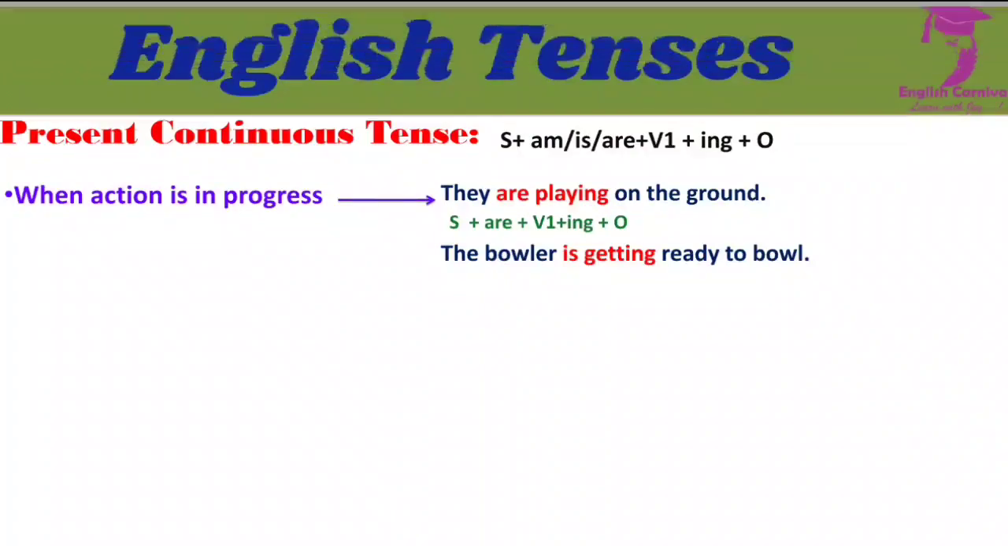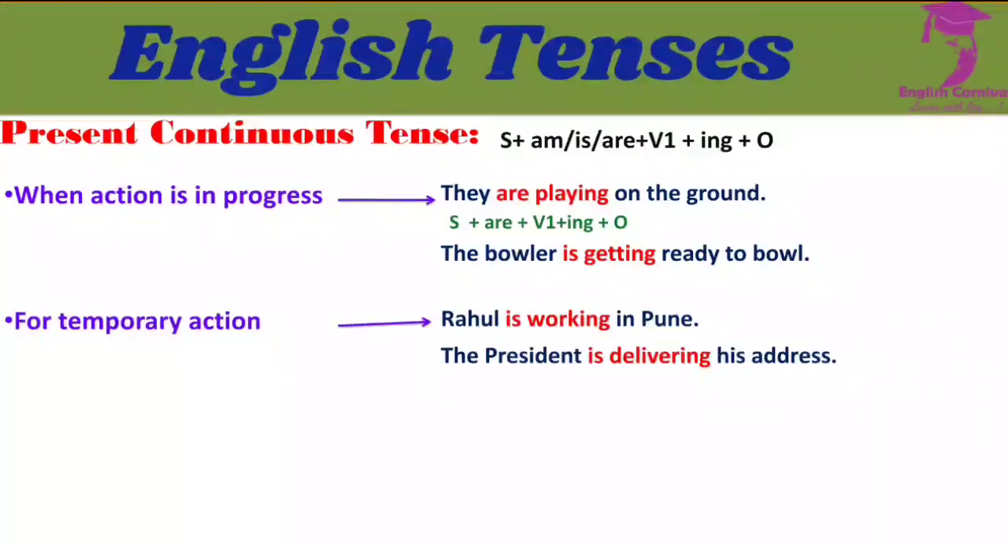The second situation, this tense is used to point out the temporary action, and the examples are Rahul is working in Pune. It means he is not going to be there forever. The second example, the president is delivering his address.